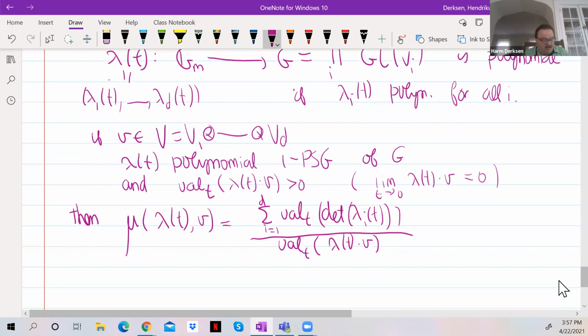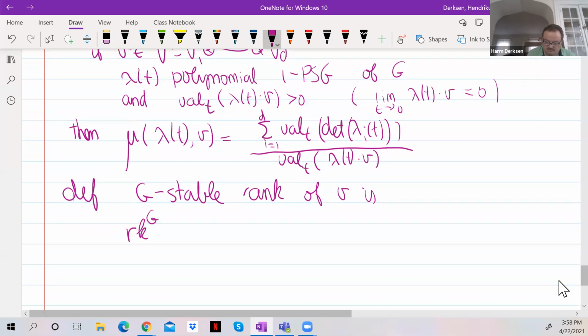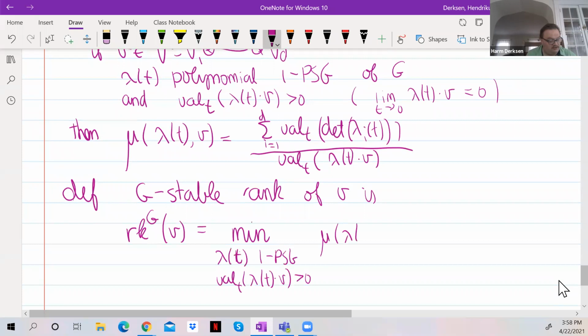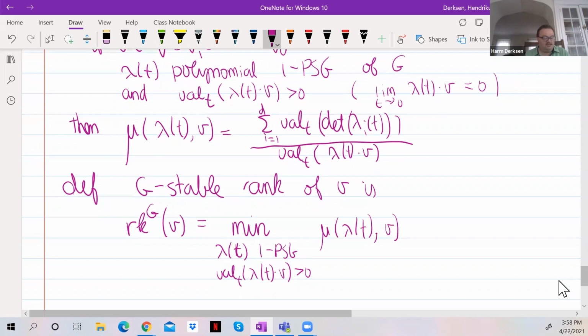And then finally, we define the G-stable rank as the minimum of this slope over all one parameter subgroups with these conditions, that is, where the valuation is positive. So that's kind of a precise definition.